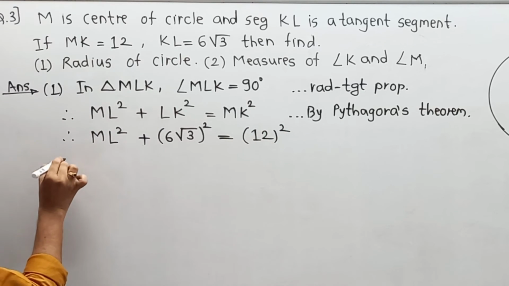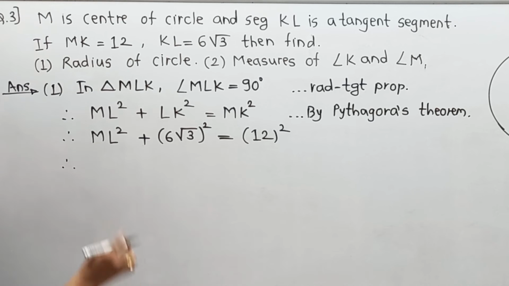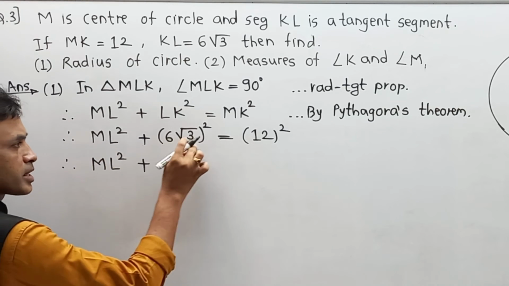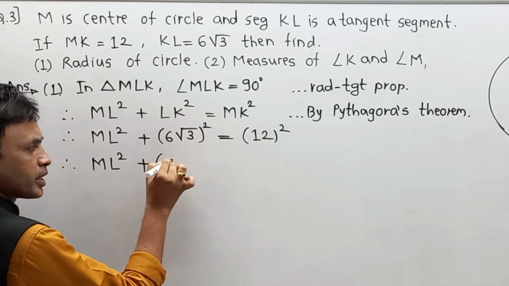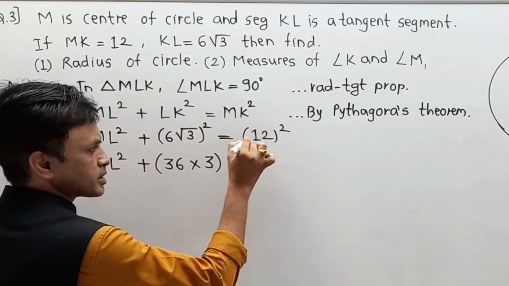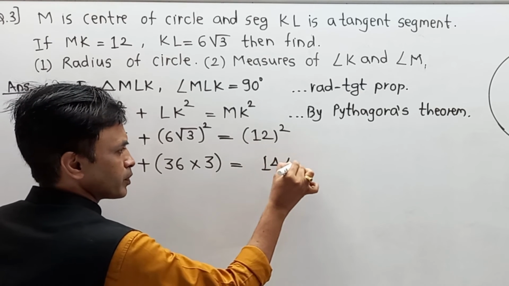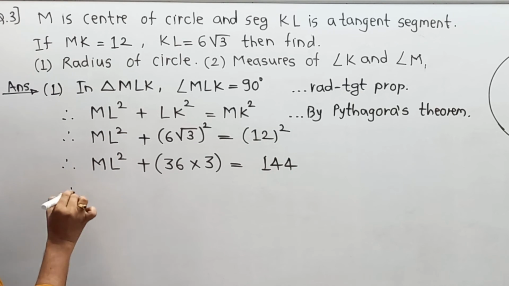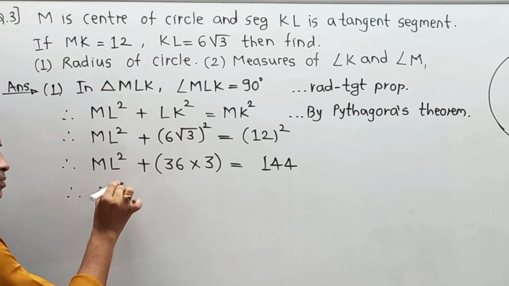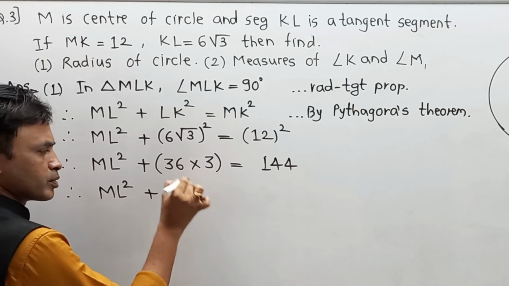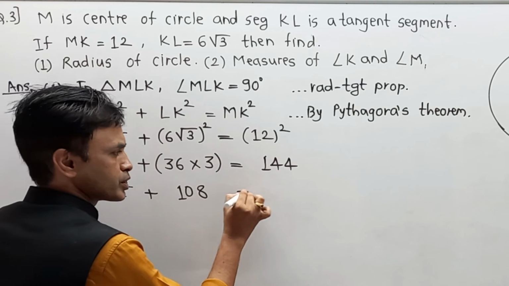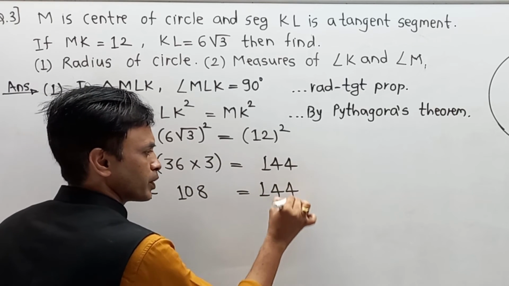Now, making simplification of that part, ML square is as usual plus 6 root 3 square. Now here 6 square is 36 and root 3 square is simply 3, is equal to 12 square, which is 144. Next, second part over here: ML square plus 3 into 6 is 18, carry 1, 3 into 3 is 9 plus 1 is 10, means 108, is equal to 144.